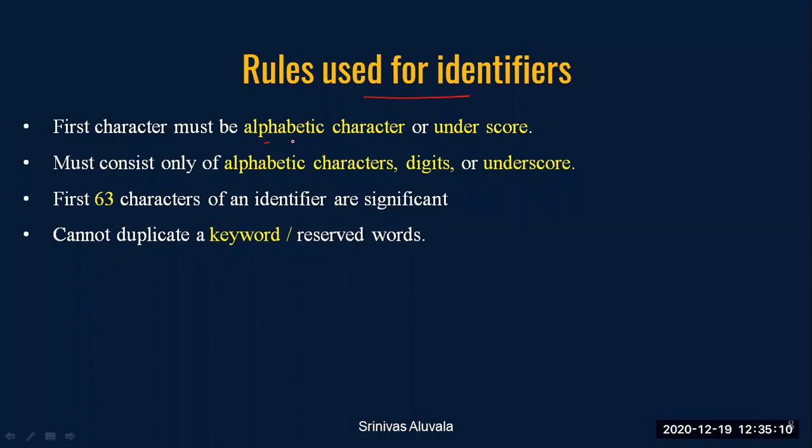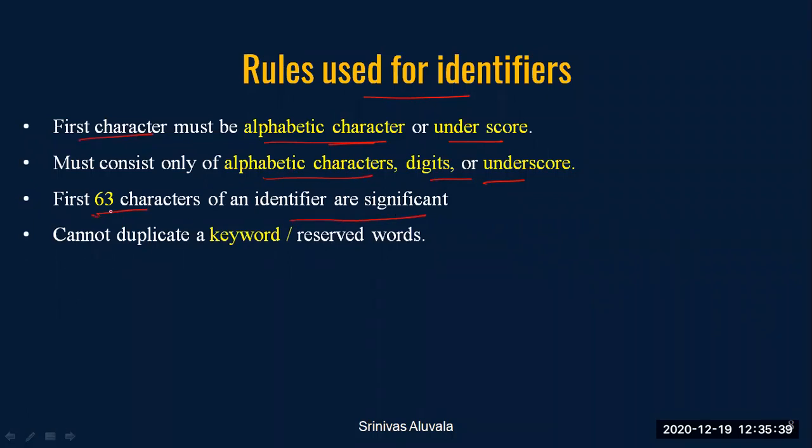See that alphabet, the first character of the name should start only with a character or an underscore. Other than this, we are not supposed to use anything else. It is a rule in the C programming language that a name must contain only alphabets, digits, and underscores, not anything else. No other special character can be part of our name. The first 63 characters of the identifiers are significant.